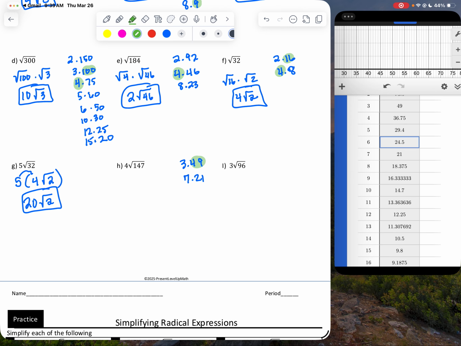The only perfect square we have there is 49. So this would be 4 times square root 49 times square root 3. So this would be 4 times square root 49 is 7, and then square root 3 will not simplify. So 4 times 7 gives us 28 square root 3. All right, pause the video and try problem I on your own.